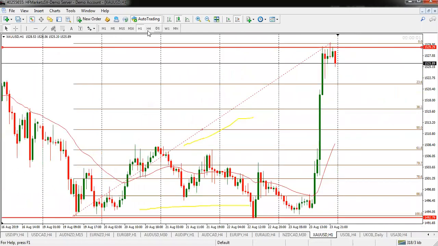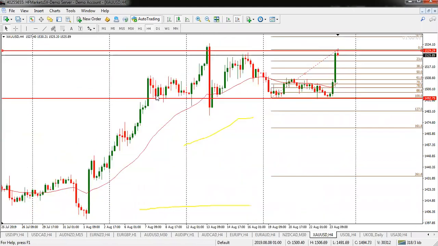So for me, I just added the Fibonacci, and I'm going to mark a few places in the market. I'm going to mark, let me do this.